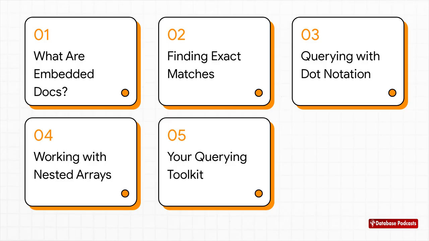So here's our game plan. We'll kick things off with the basics. What are embedded documents? Then we'll see how to find them, first with exact matches, then with the super handy dot notation. After that, we'll tackle nested arrays and then wrap it all up with a look at your new querying toolkit. Let's get to it.